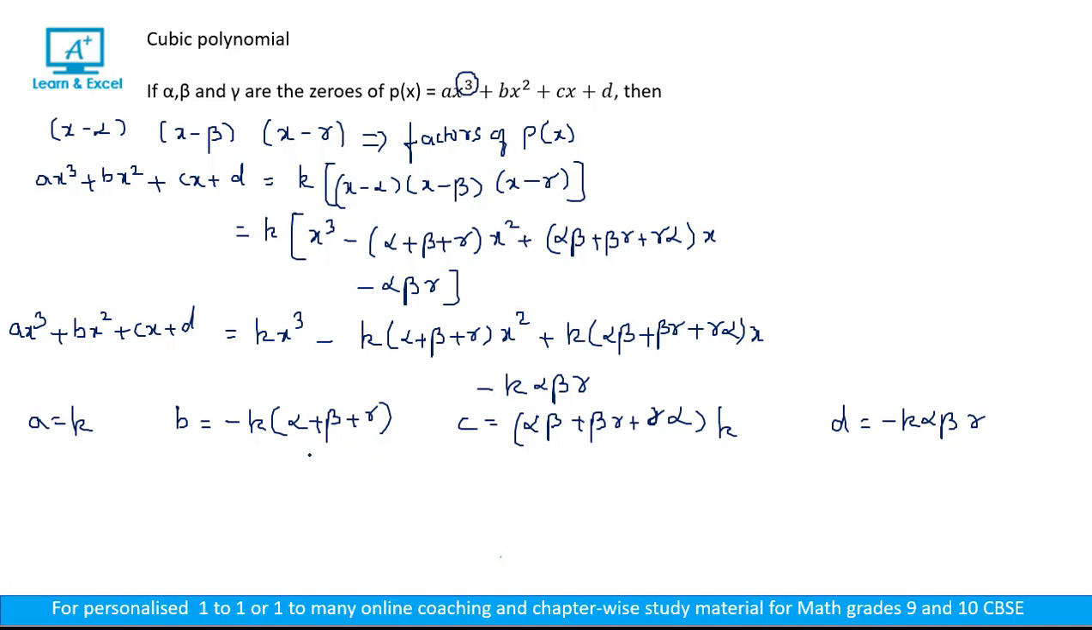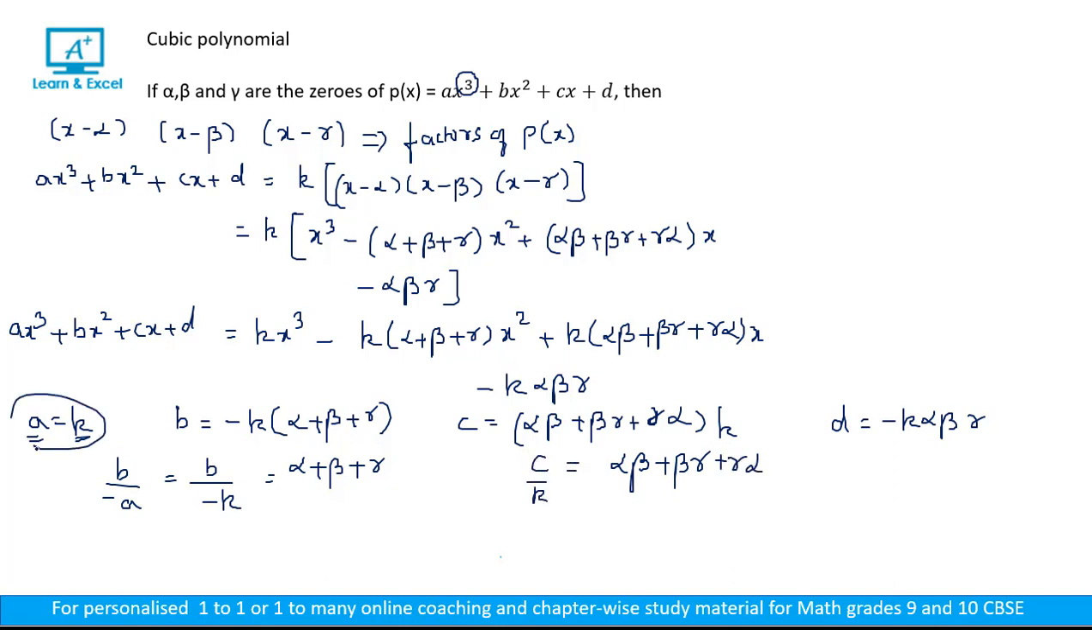Now here we can write alpha plus beta plus gamma equal to b upon minus k, and k is equal to a, so this can be written as b upon minus a. Similarly we can write alpha beta plus beta gamma plus gamma alpha equal to c upon k. K again is equal to a, so this will be equal to c upon a. Here alpha beta gamma equal to d upon minus k, which is equal to d upon minus a, because a is equal to k from here.